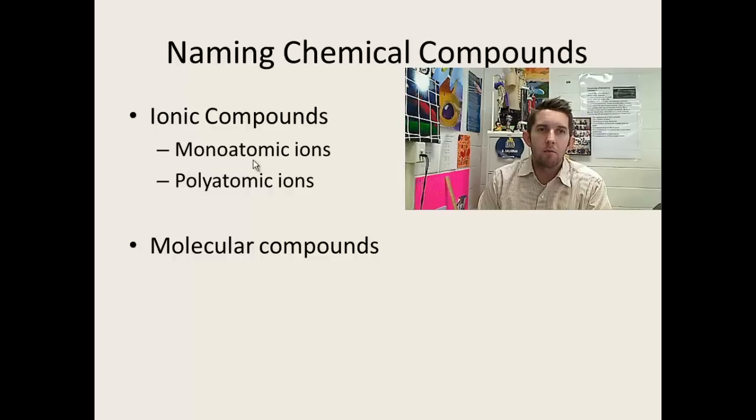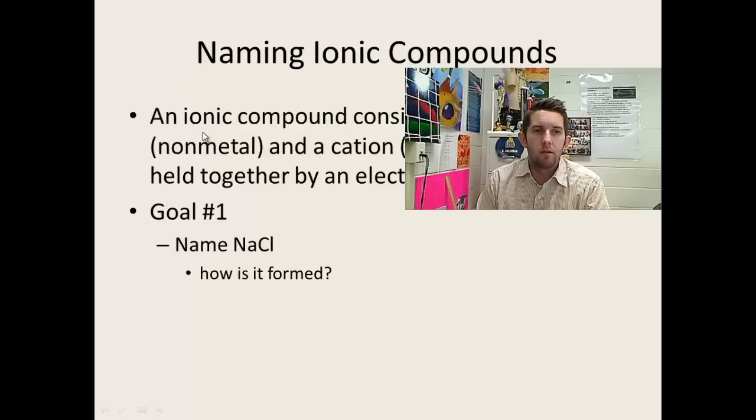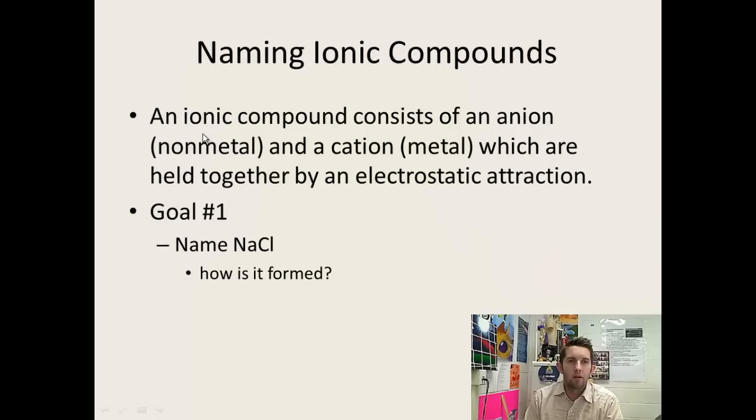Whether they're monoatomic, which means an ion dealing with one specific atom, one single atom, or are they polyatomic, which some atoms or some ions are made up of more than one atom. And we're also going to look at how to name molecular compounds. So first we'll deal with ionic compounds. Next we're going to deal with molecular compounds.